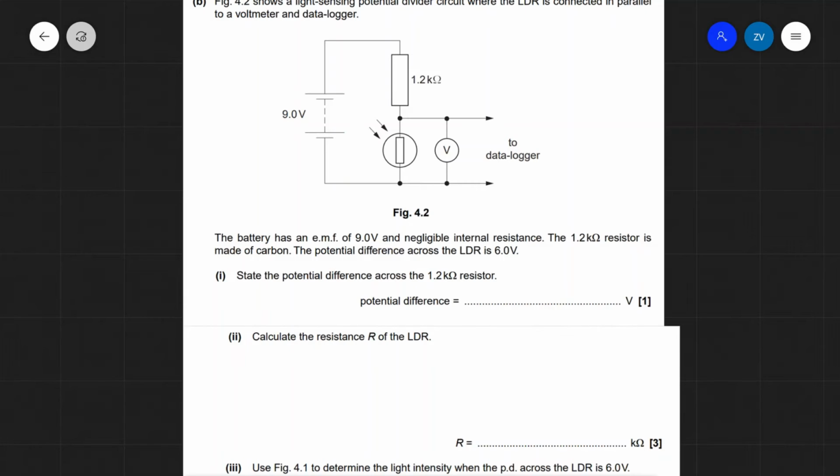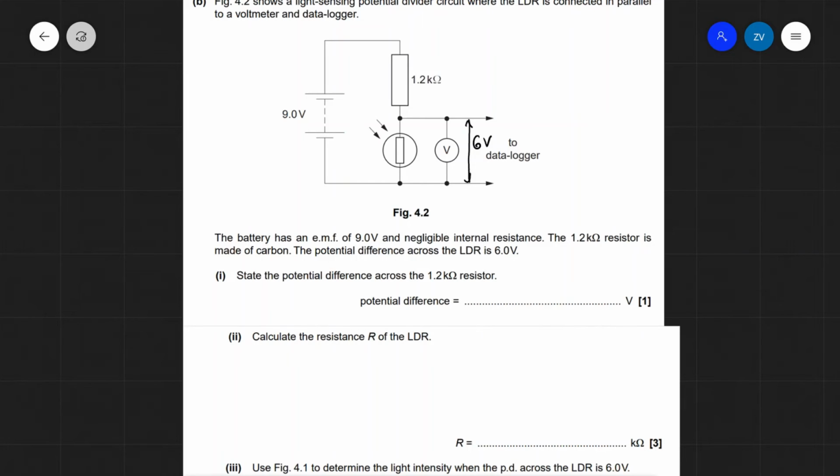Okay, question B. So figure 4.2 shows a light sensing potential divider circuit where the LDR is connected in parallel to a voltmeter and a data logger. So the battery has an EMF of 9 volts and no internal resistance. The 1.2K resistor is made of carbon. The potential difference across the LDR is 6 volts. Okay, so from here to there we have 6 volts.